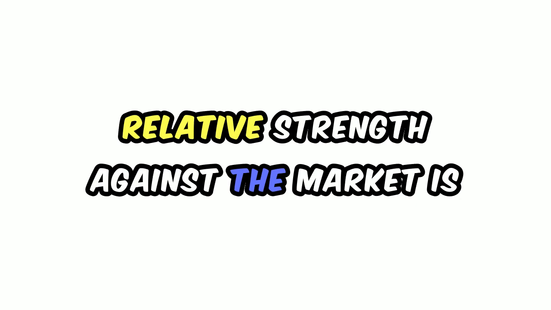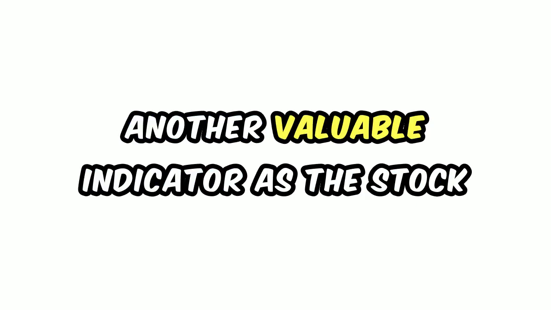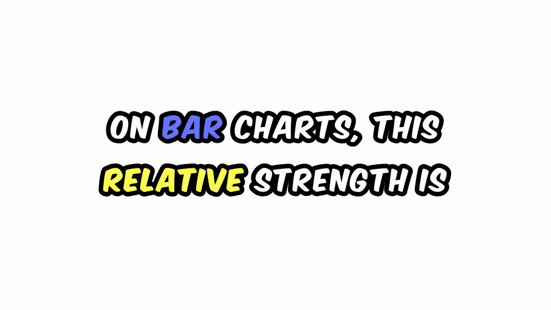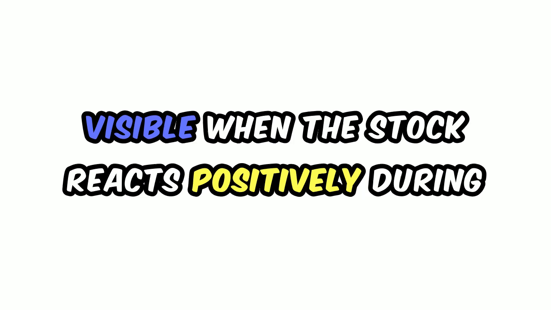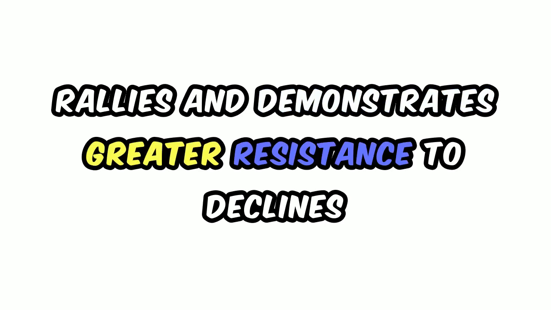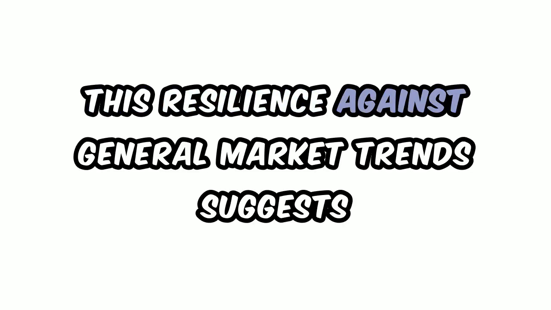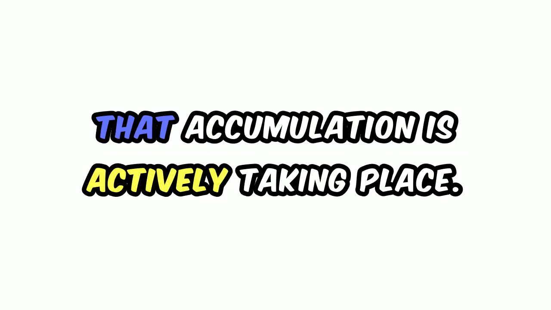Relative strength against the market is another valuable indicator, as the stock begins to outperform the broader market. On bar charts, this relative strength is visible when the stock reacts positively during rallies and demonstrates greater resistance to declines compared to the market index. This resilience against general market trends suggests that accumulation is actively taking place.